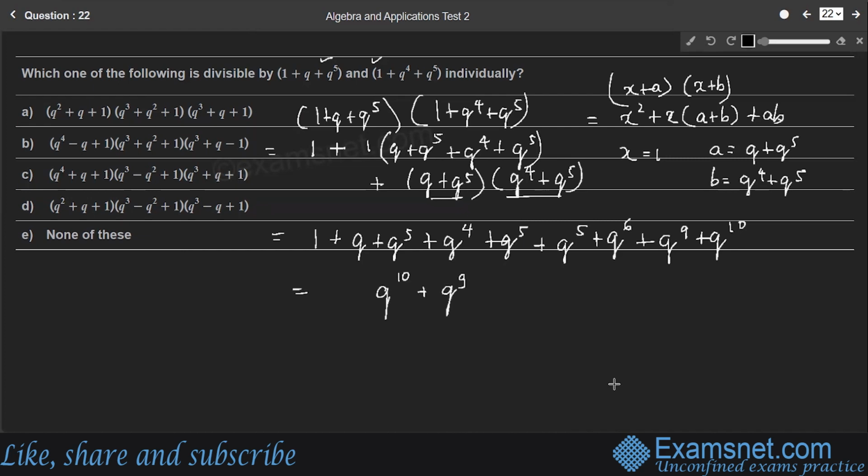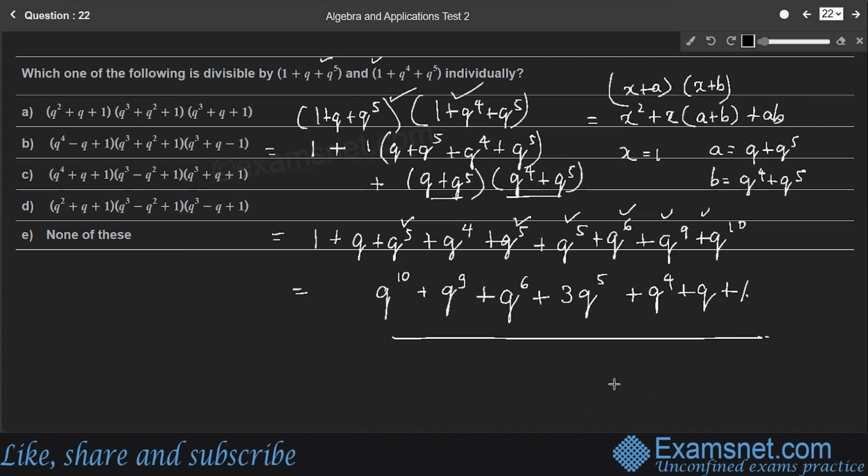Therefore, this is equal to q^10, and let us consider the powers in decreasing order: q^9 plus q^6, and q^5 plus q^5 plus q^5, which is 3 times q^5, plus q^4 plus q plus 1. This is the product of the given two expressions, right? So the product of the given two expressions should be equal to the product of expressions given in the options, or the product of expressions given in the options should be a multiple of this value. Finally we have got the value.